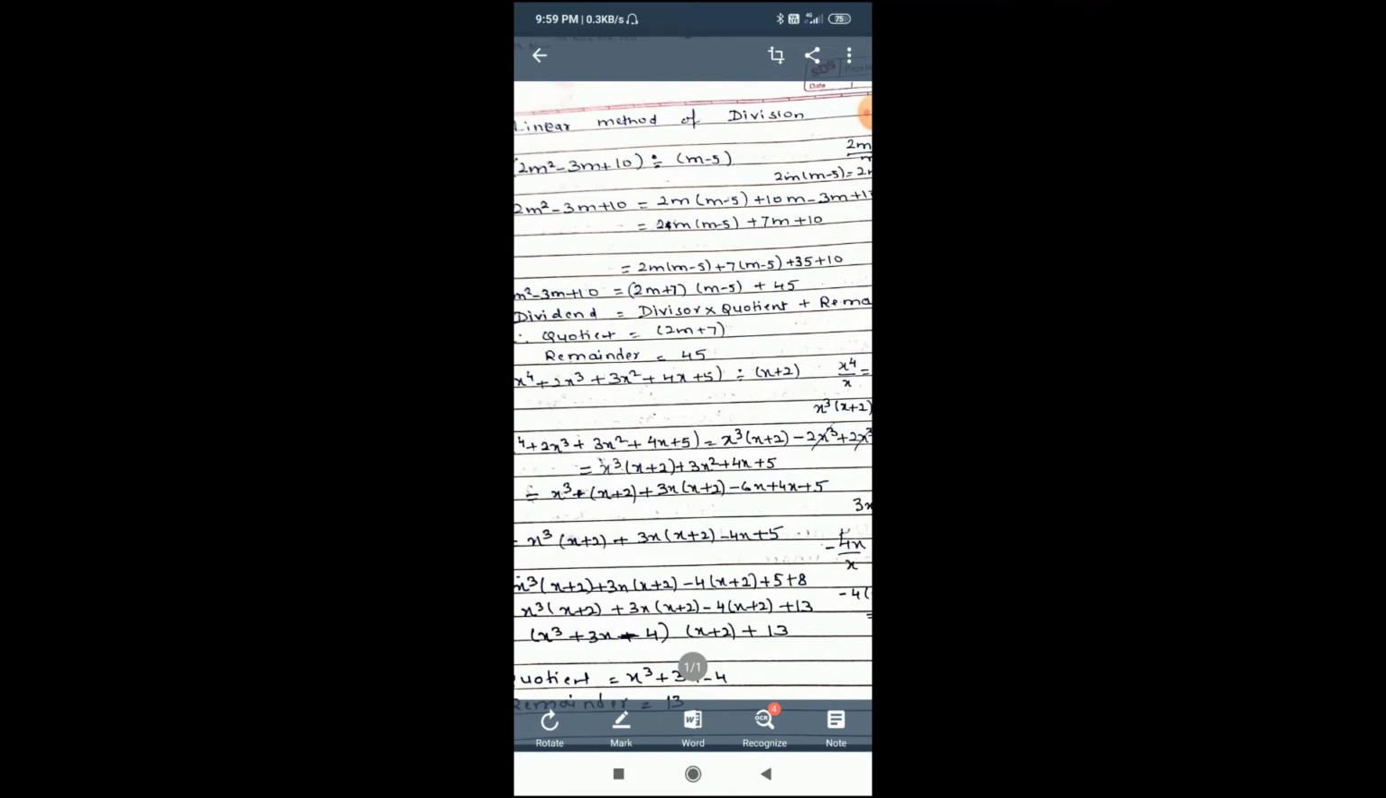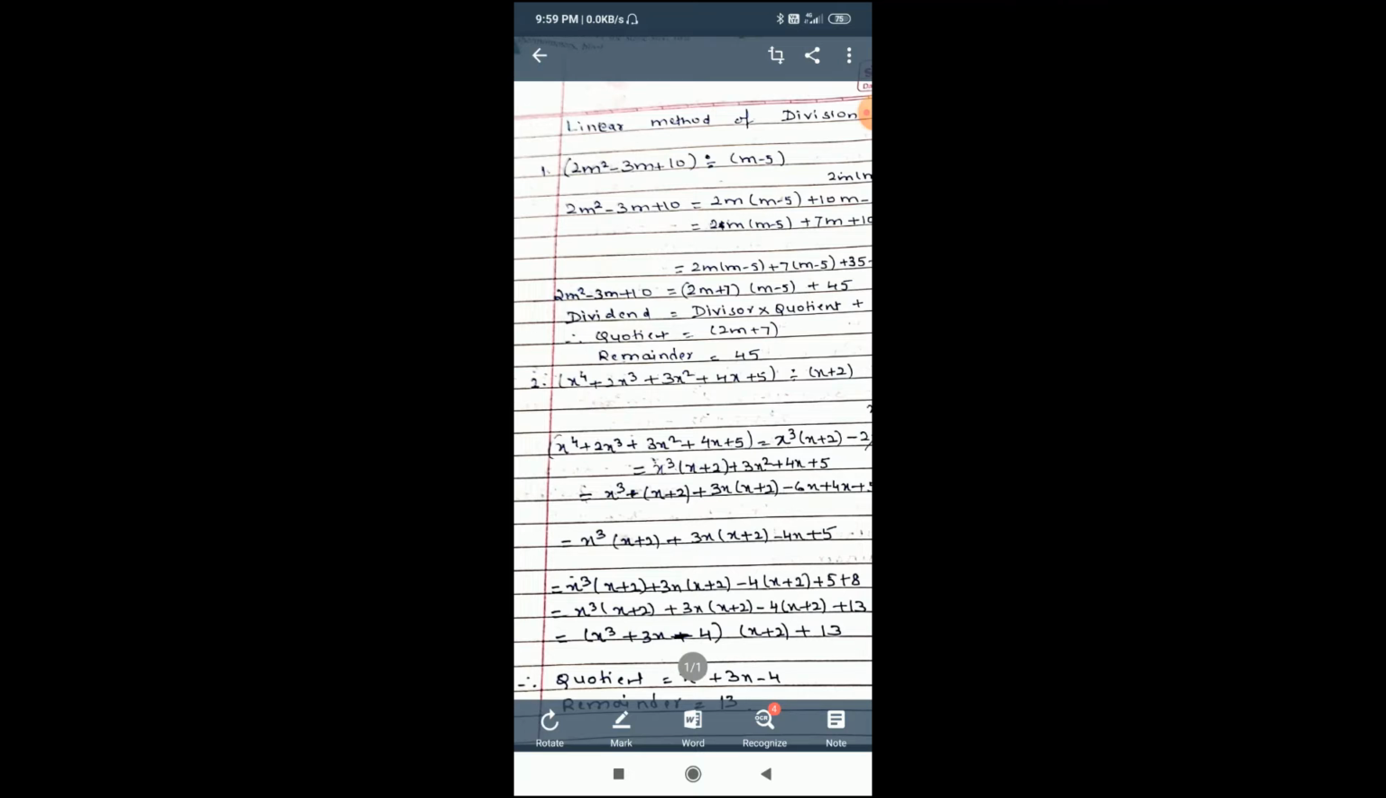Now, see here the next term is 3x square. So, 3x square divided by the first term of the divisor is how much? 3x. So, 3x square upon x is 3x. So, multiply 3x with x plus 2. So, this is equal to 3x square plus 6x. Okay. So, now the opposite of 6x is again what? Minus 6x. So, here after writing down x cube into x plus 2 plus 3x into x plus 2, here you will write down minus 6x plus 4x plus 5.